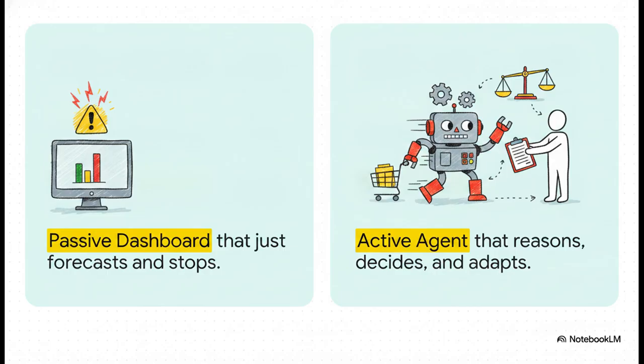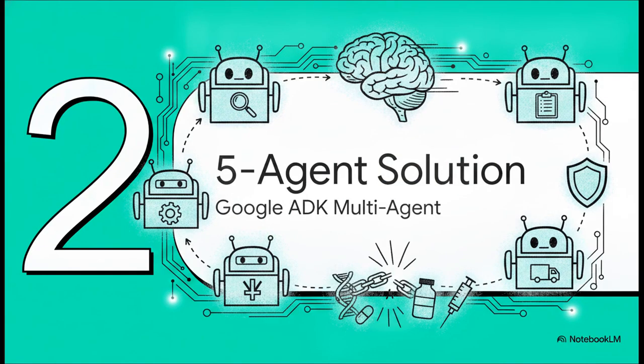Traditionally, you've got a passive dashboard, right? It runs a time series forecast, flashes a big red warning about a demand spike, and stops. That's it. The human is left doing all the heavy lifting. The Pharma Supply Intelligence Agent completely flips this script because it's an active agent. It actually closes the loop. It reasons through the problem, makes purchasing decisions strictly under a given budget, adapts based on how well its past predictions panned out, and this is key, it explicitly escalates to a human manager when things get a bit too expensive. Moving on to Part 2, the 5-agent system solution.